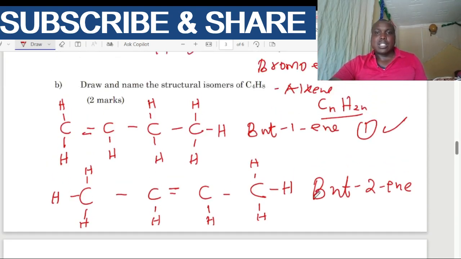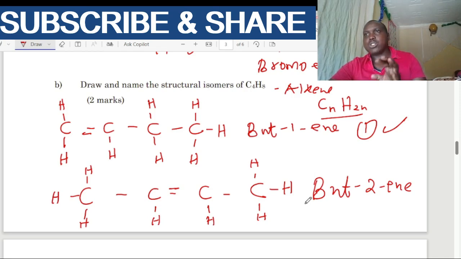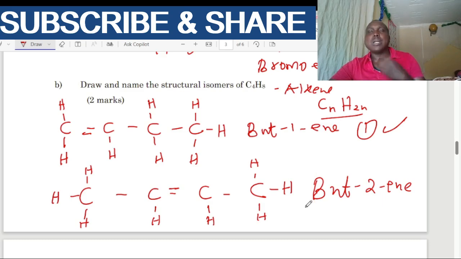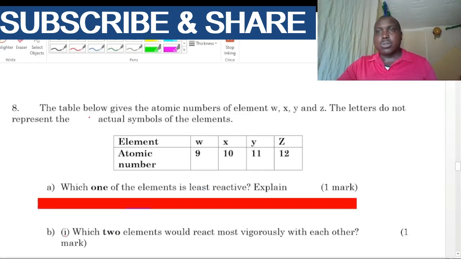Do you know what isomers are? Isomers are compounds with the same molecular formula but a different structural formula. That's what we call isomers. If you count the number of carbon atoms for but-1-ene and but-2-ene, everything is the same, but the structures are not the same. You can see that.